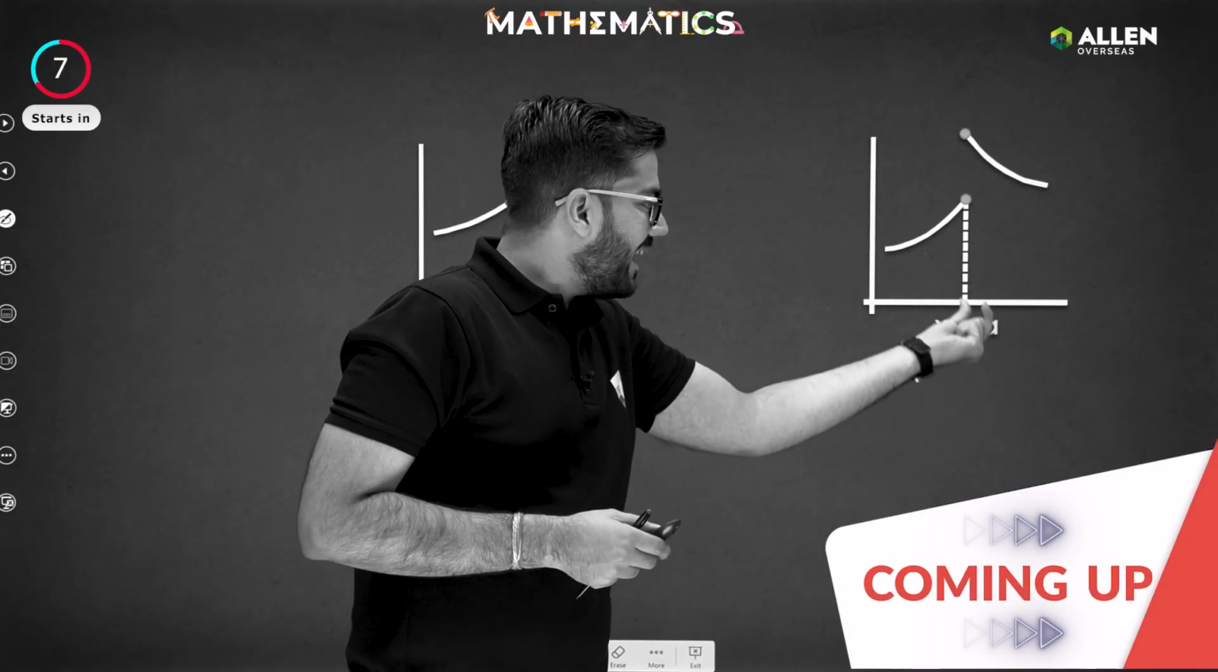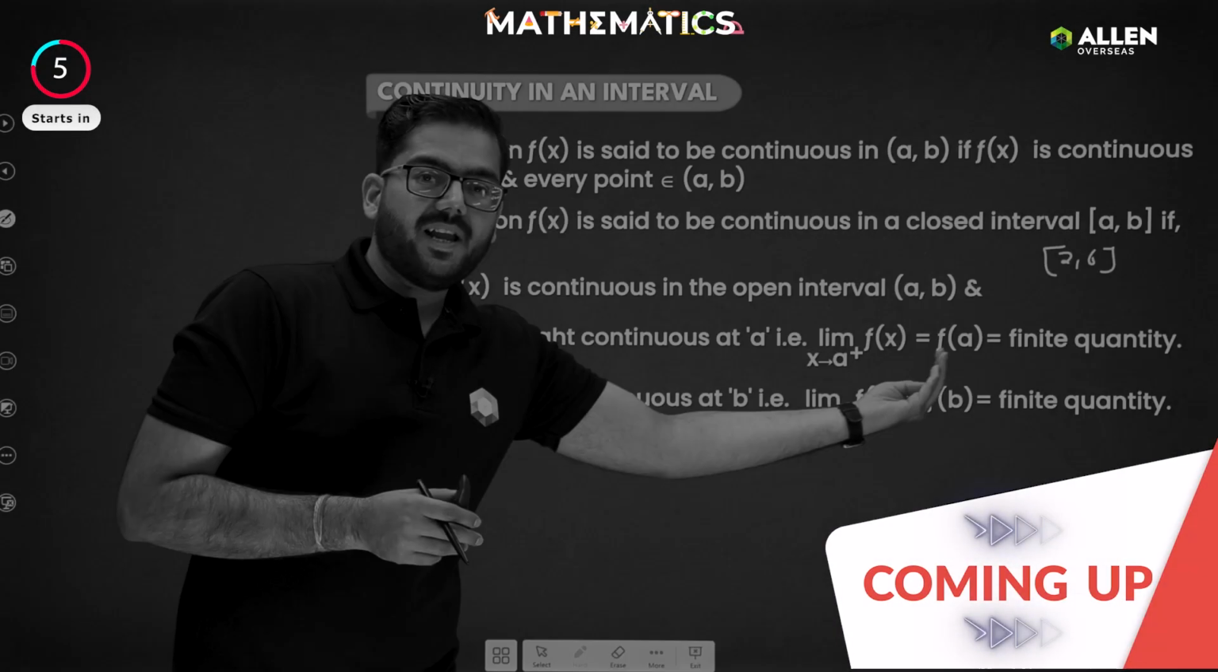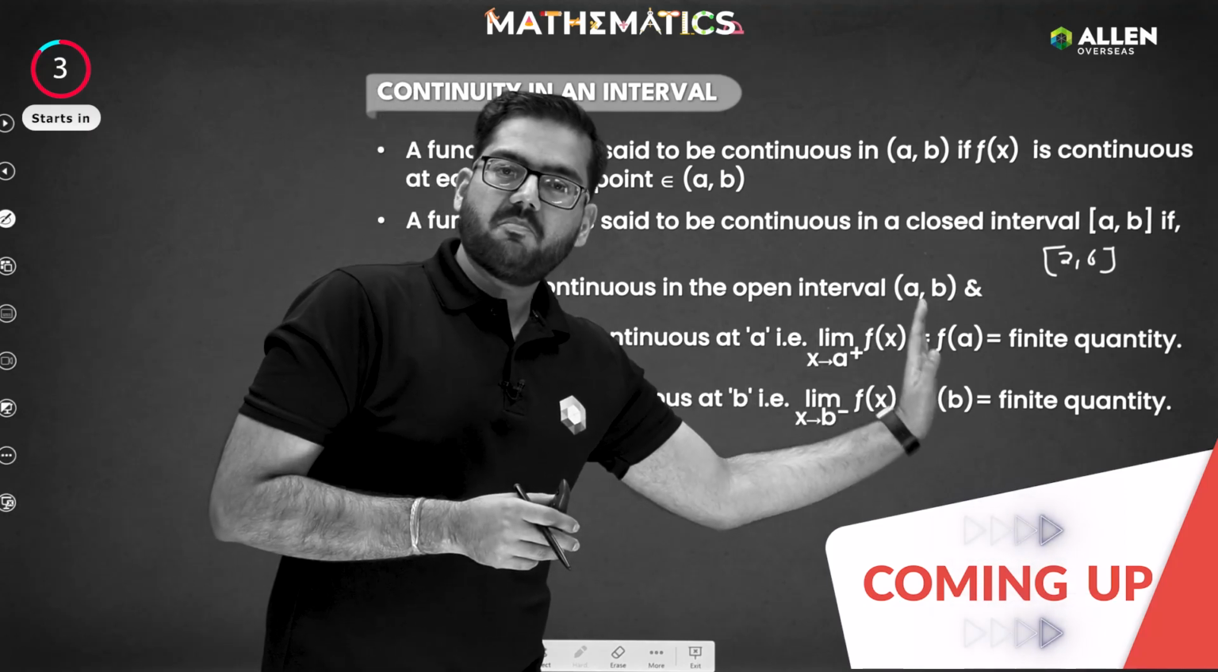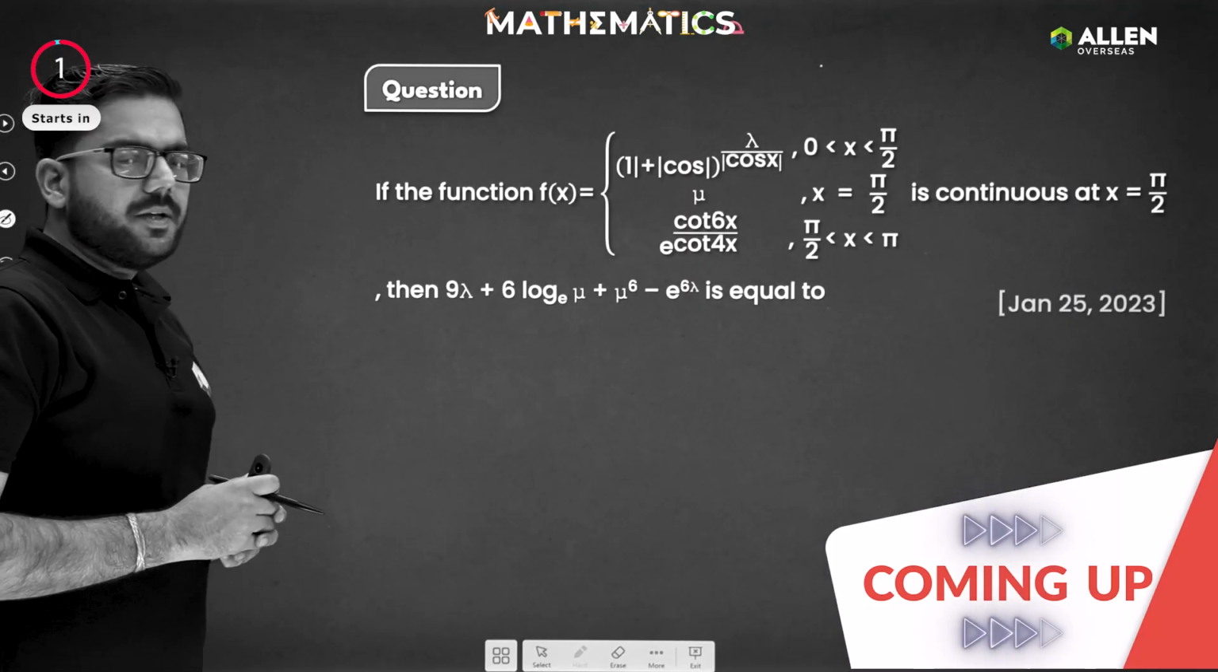The value of the function at x is equal to a, we are getting this. Left hand continuous as well as right hand continuous must exist. Find first the left hand limit as well as the right hand limit.